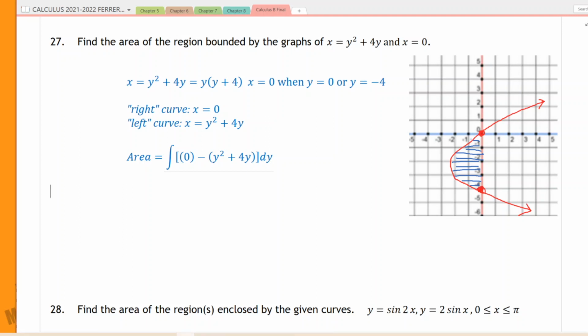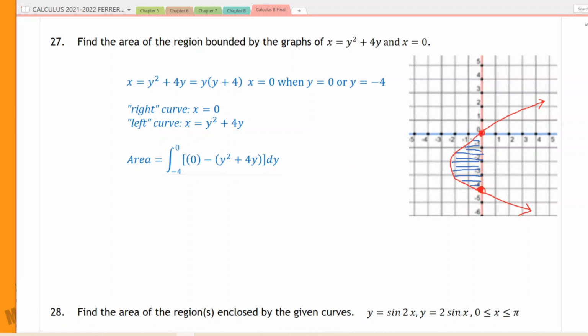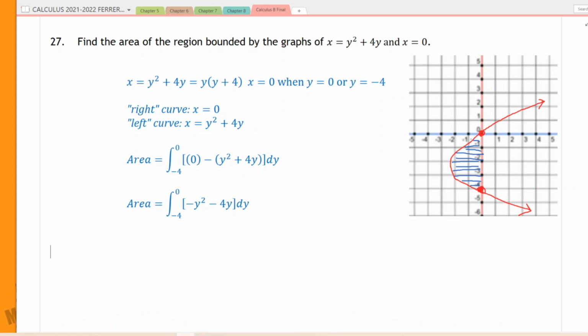Now the lower limit is going to be the smallest y coordinate in our region, which is going to occur right here at y equals negative 4. And then the biggest y coordinate, the top limit, is going to be here at y equals 0. So this is what our integral looks like. Let's clean up the integrand to make this look a little bit neater. Okay, that's going to make it a lot easier for antiderivatives.